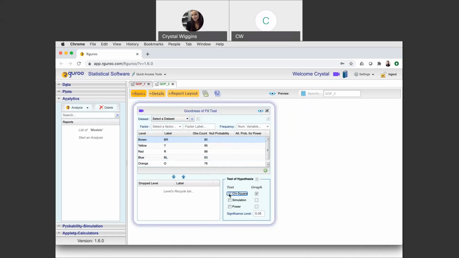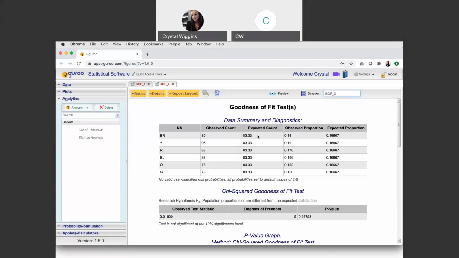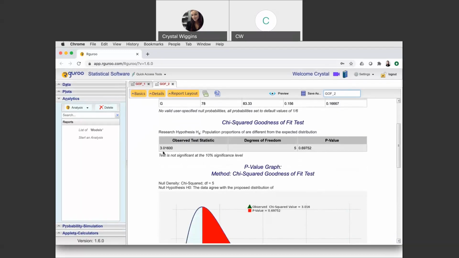So I'm going to click chi-square. I'm going to change our significance level to 0.1 and hit our little eyeball. We have our expected counts. The 83.33 come from taking 500 and multiplying it by 1/6. And all of them are greater than or equal to 5, so we meet that last condition we were waiting to make sure worked. We have our chi-square statistic is 3.02, and our p-value is really big, which means we'll fail to reject the null hypothesis. And that means that we do expect that the proportion of the colors in any given bag is uniform.